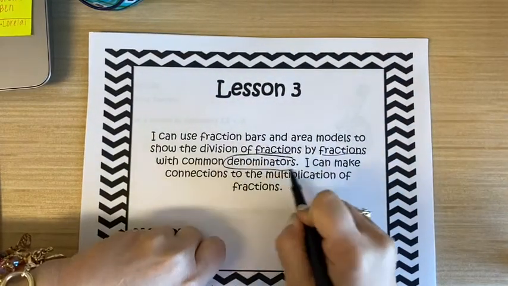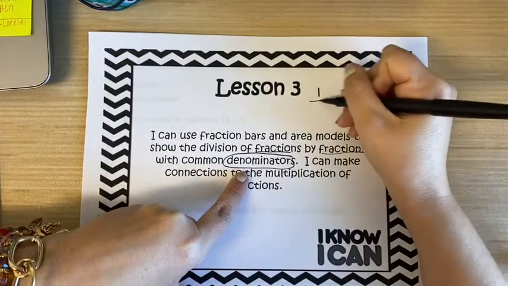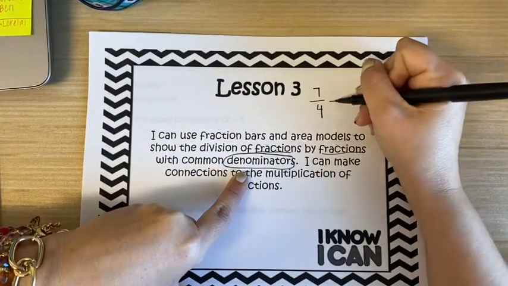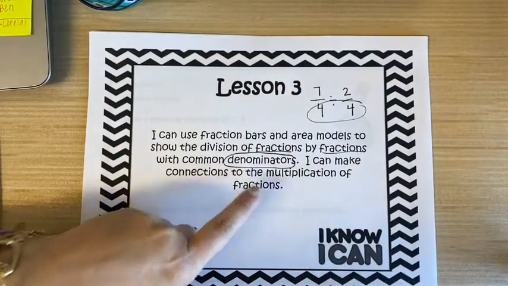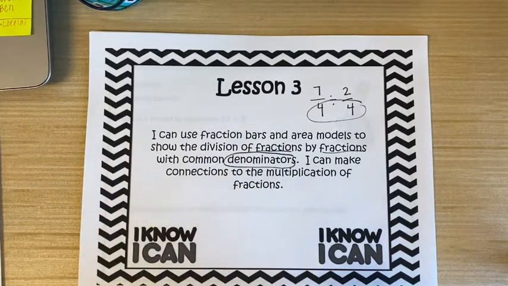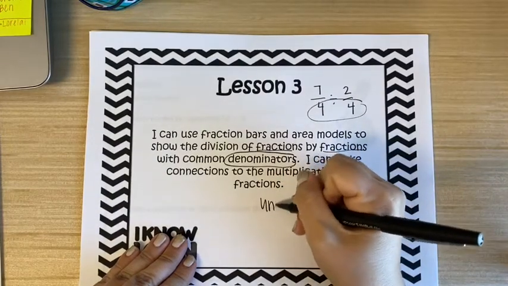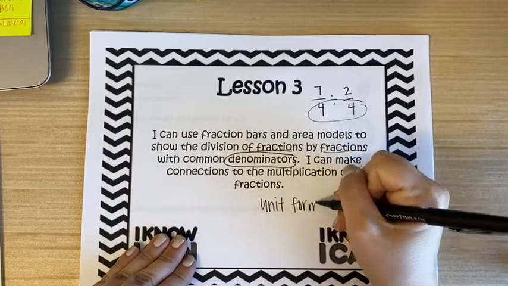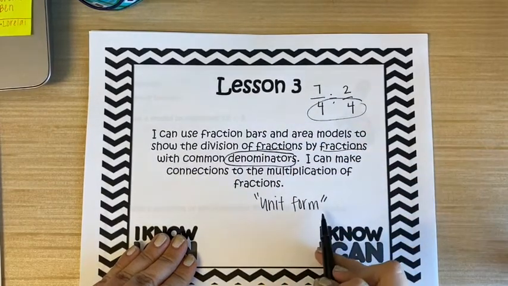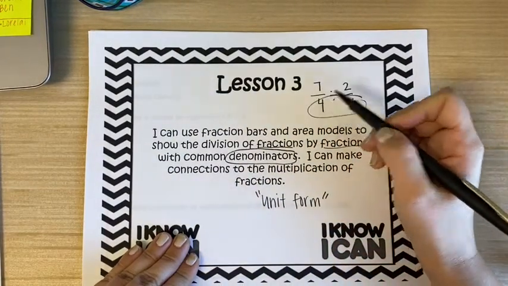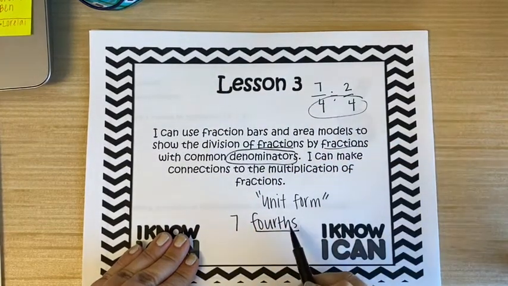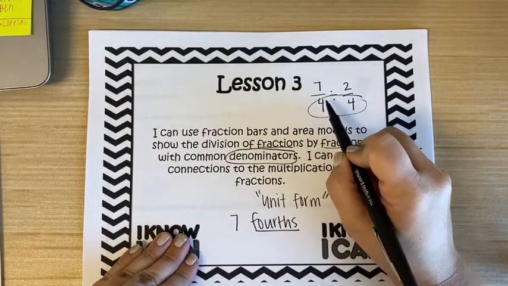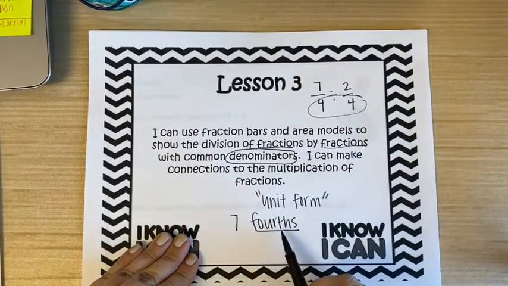But one thing we're noting is that they have common denominators, like 7/4 divided by 2/4. They would both have the same number in the denominator. We're going to be using a lot of visual models to support us with this thinking. And one other thing, when it says unit form, that's going to come up a lot in this lesson. That means that instead of writing 7/4, we would write 7 and spell out the word fourths. So it's the word, whatever the unit is, fourths, thirds, halves, we would actually spell that out.